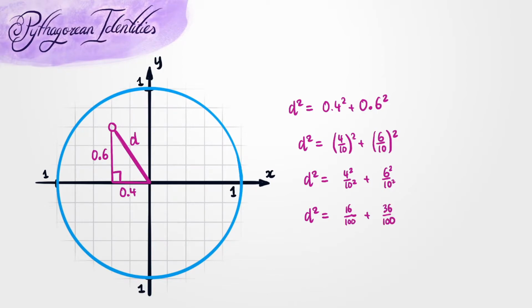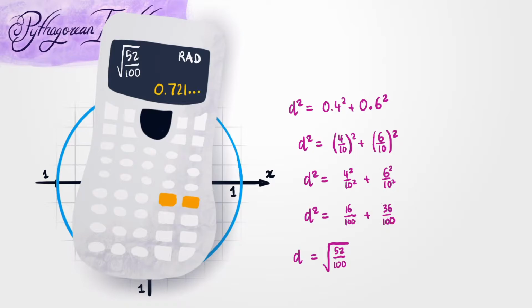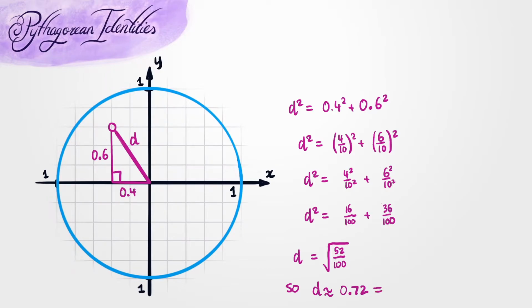Now 16 plus 36 is the same thing as 52. Now we can take the square root of both sides, and we notice that d is root 52 on 100. Using our calculator, we notice that d is 0.72, and therefore it's not equal to 1. Because the distance isn't exactly 1, this point does not lie on the unit circle.